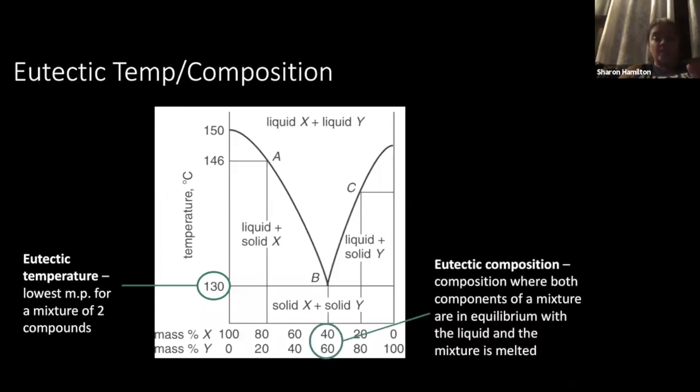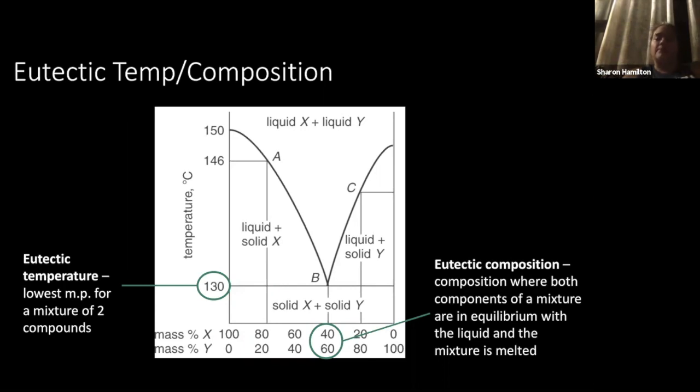The composition at that lowest melting point is considered the eutectic composition. And so that's where both components of the mixture are in equilibrium with the liquid and the mixture is fully melted. So for our theoretical example of solid X and solid Y, X's mass percent in the sample is 40%, Y's mass percent is 60%. That combination yields the lowest possible melting point for any combination of X and Y, and that temperature again is 130 degrees.